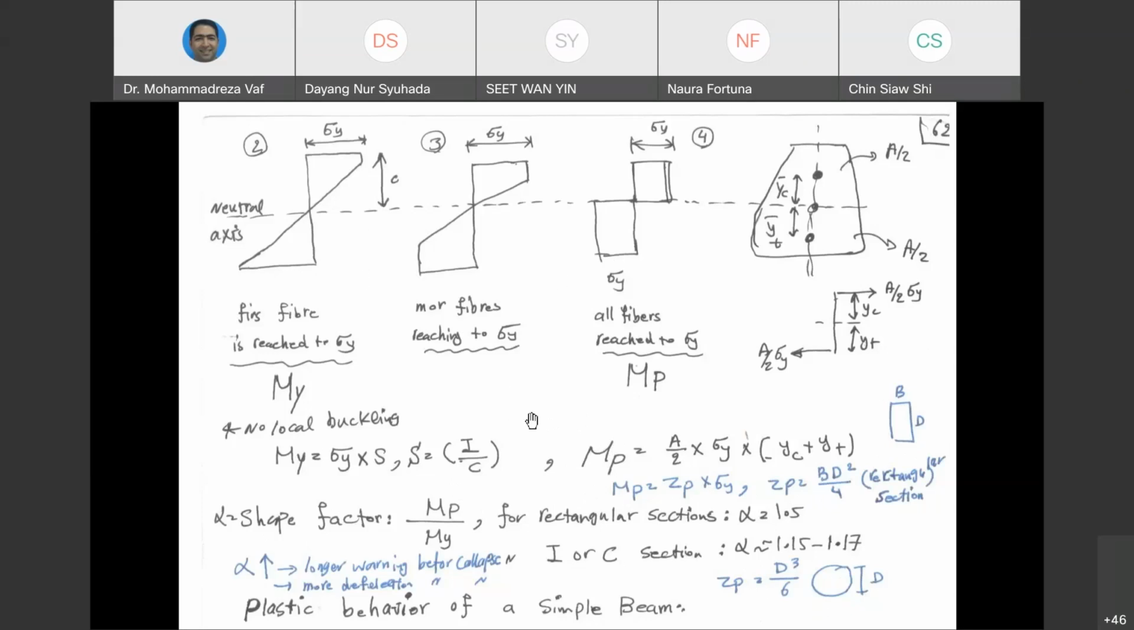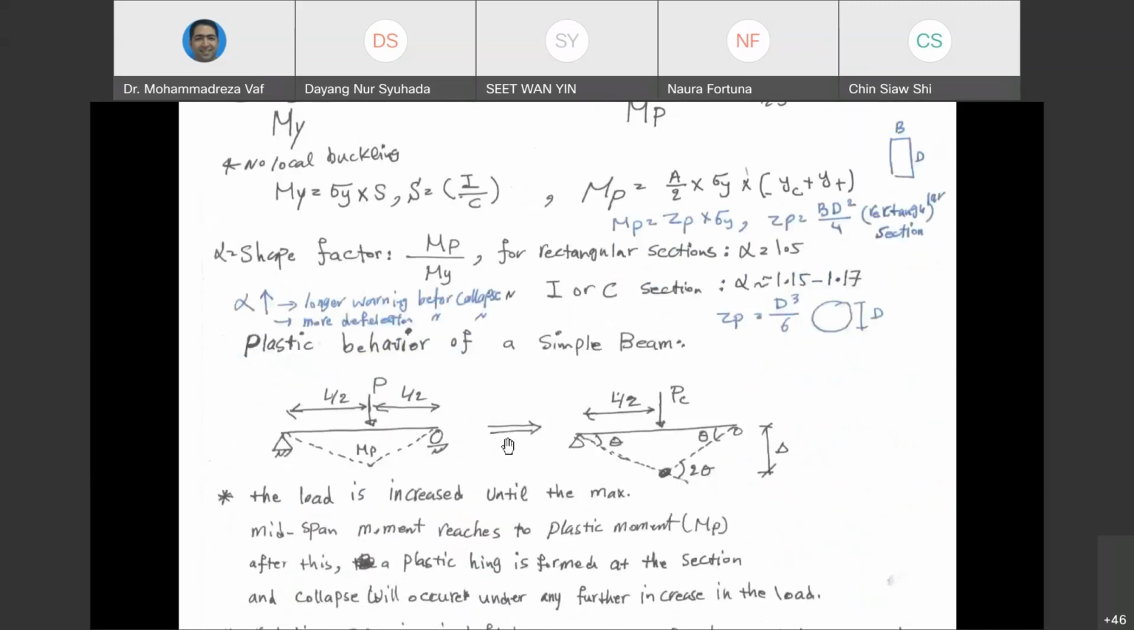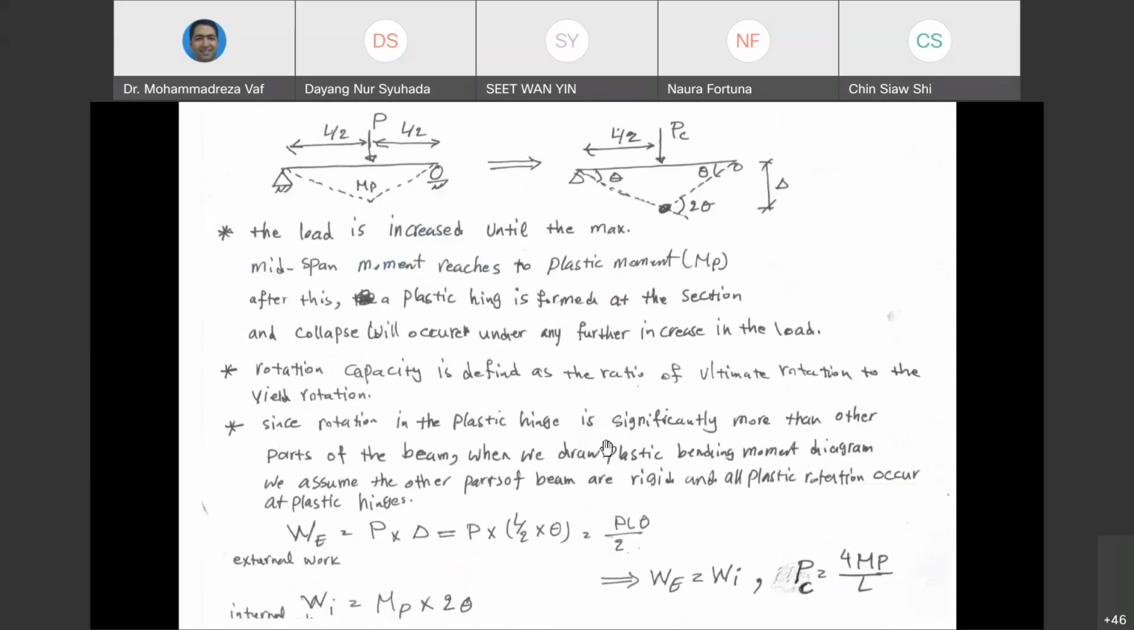So if someone is inside a building or on a bridge, people have more time to leave the structure, because from the yield until the plastic stage, when the structure fails, is going to be a larger distance. And then in the video, I mentioned that in order to calculate the critical load, which is the load that equals the condition of collapse, we use a technique that equates the internal work to the external work, and we call it the kinematic approach.